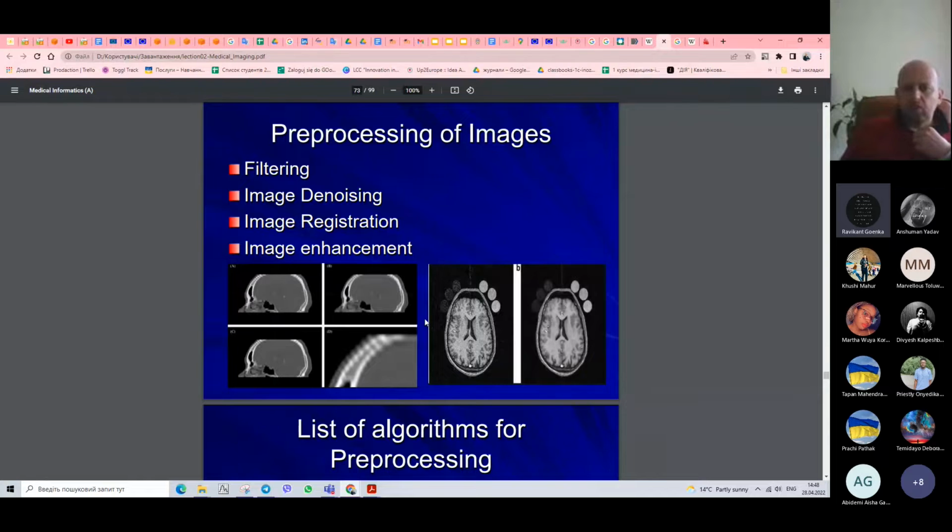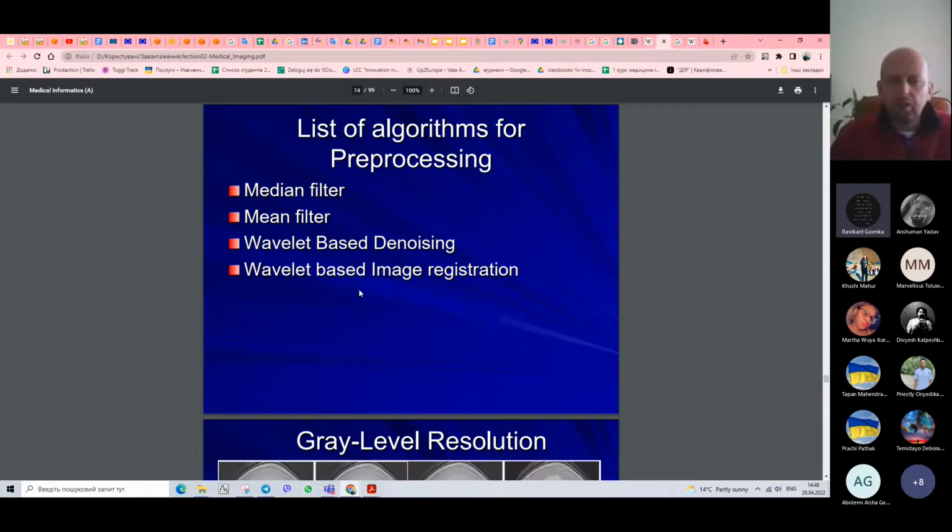What does the pre-processing stage of an image include? It begins with filtering, image denoising, image registration, and image enhancement. A list of algorithms for pre-processing you can find there: median filter, mean filter, wavelet-based denoising, and wavelet-based image registration.